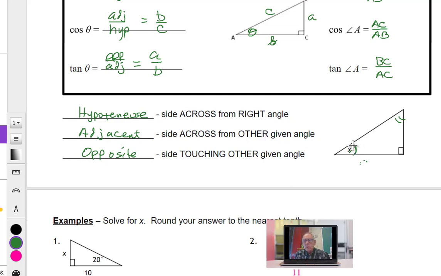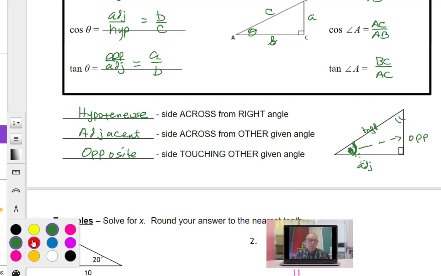Generally, if this is our reference angle, then the hypotenuse is always the side opposite the right angle, or the longest side of the triangle. If you imagine standing at the angle inside the triangle, the side that you can touch that's not the hypotenuse is the adjacent side, and the side that you look across at is the opposite side.